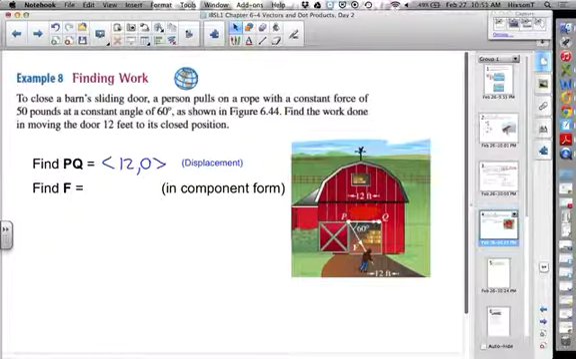So that's easy enough. We've got now the number of feet that it was moved. Now we need the horizontal amount of force. So we're going to find the force vector in component form. If we know the angle and we know the magnitude, how do we find the force vector, or the component vector?